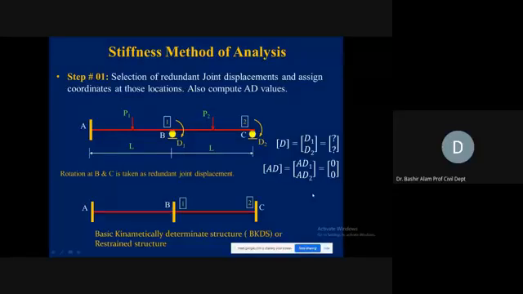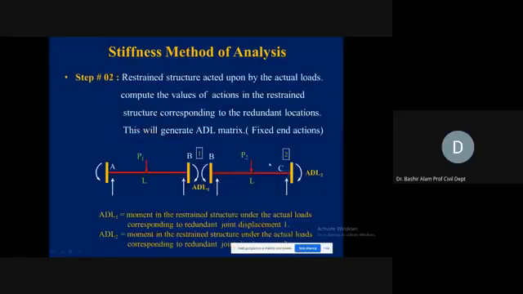Next we will be generating the ADL matrix. So the ADL matrix is this one. This is the actual structure now. At B, we make this a fixed support. Again, fixed means it is a fixed support, and here again, this is now at C. Now this coordinate, this is the fixed support. It is under the actual loads P1 and P2.